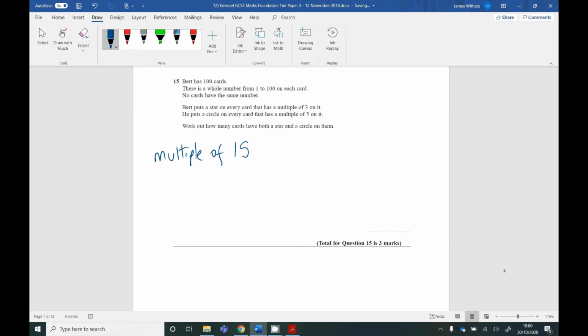So let's just do our 15 times table all the way up to 100. So we've got 15, 30, 45, 60, 75 and 90. So how many cards is that? 1, 2, 3, 4, 5, 6.